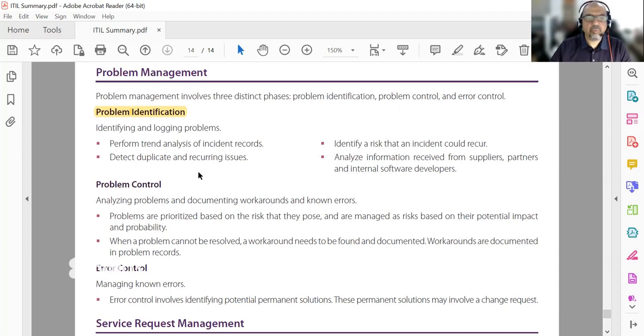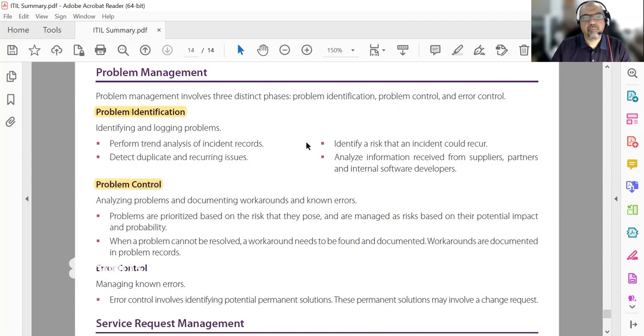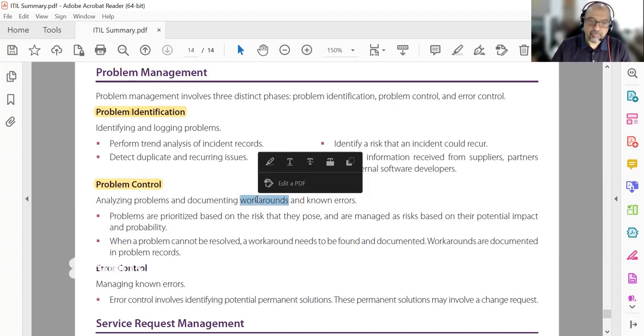So we will perform trend analysis, detect duplicate and recurring issues, identify any risks, and analyze information received from different stakeholders. Then we go to the second phase. Second phase is the problem control. And here we analyze the problems and document workarounds and known errors.